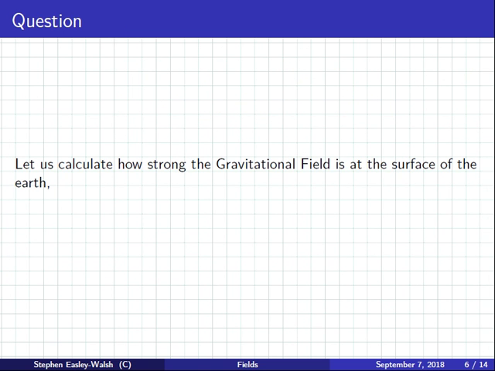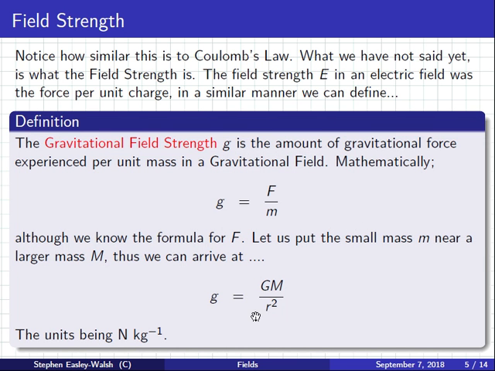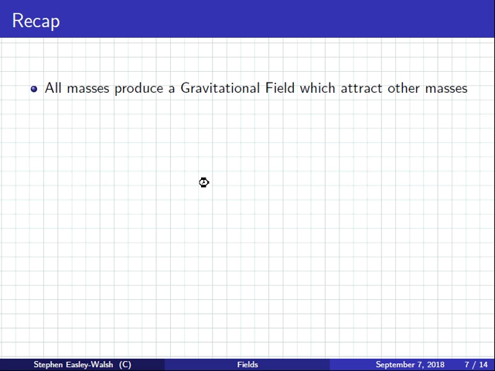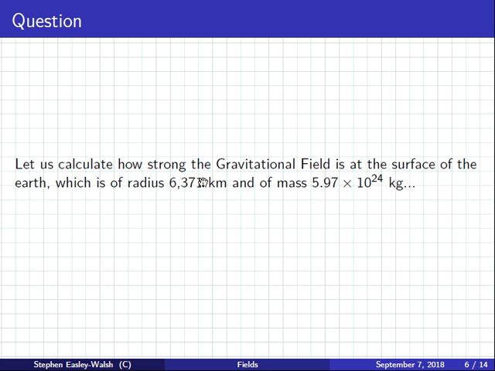Let's calculate how strong the gravitational field is at the surface of the Earth. So here we are, in a gravitational field, and I want to know how strong this field is. You can use this formula. This is the mass of the Earth. This is the radius of the Earth in kilometers. Change it to meters. You have the G, 6.67? Tell me what this field strength is.